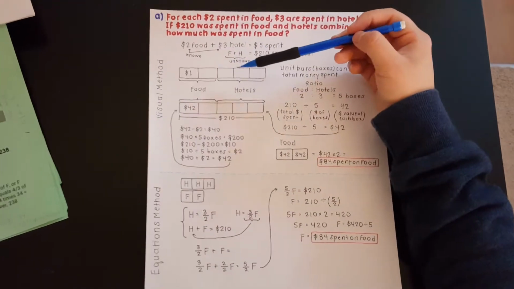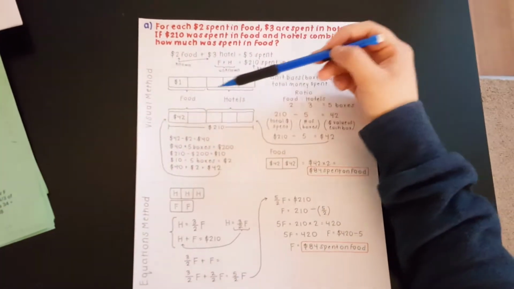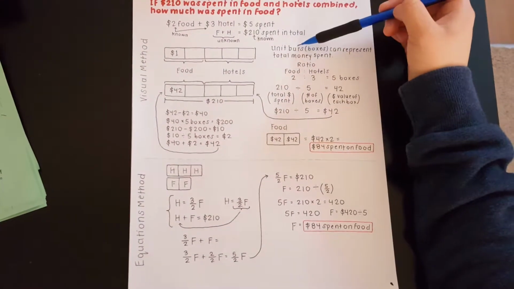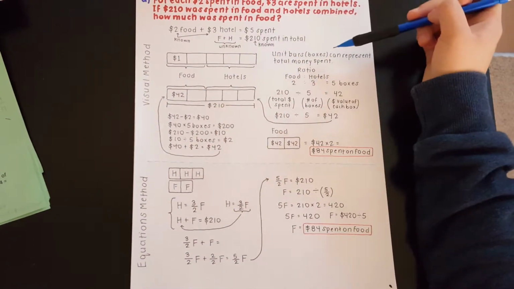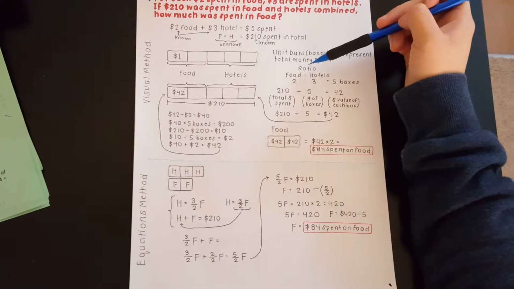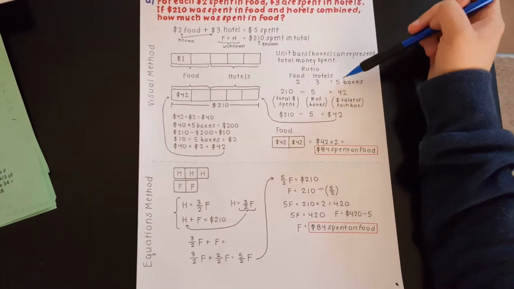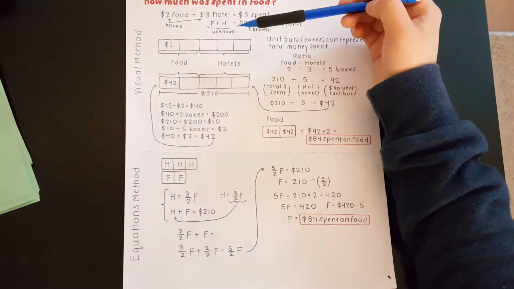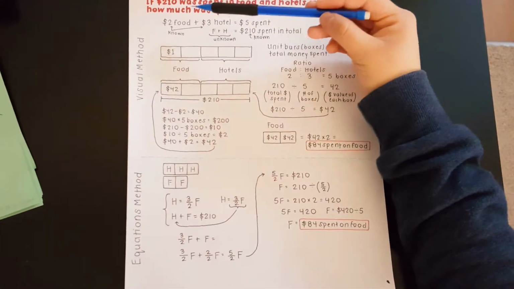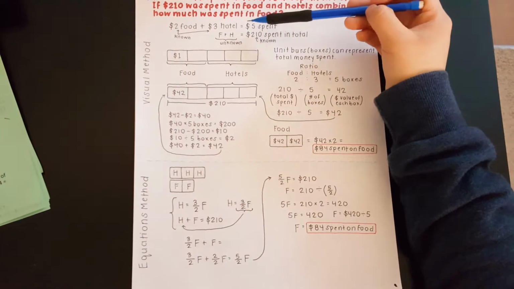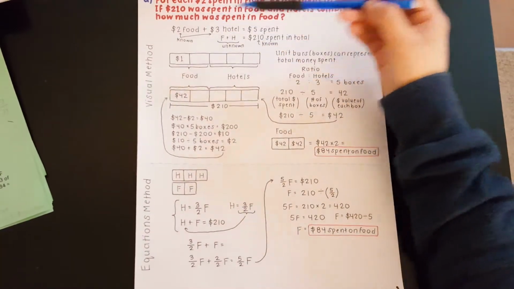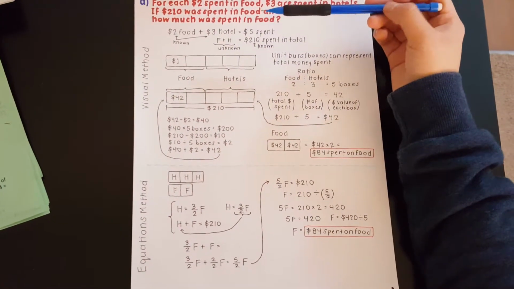So using a visual method, this will represent food and hotels. Unit bars, otherwise known as boxes, can represent total money spent. The ratio of food and hotels is 2 to 3, totaling up to 5 boxes, as shown here. Adding up $2 and $3 equals $5, so each box can represent a value of $1.